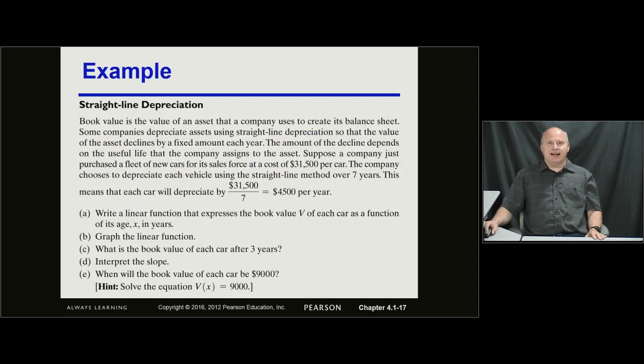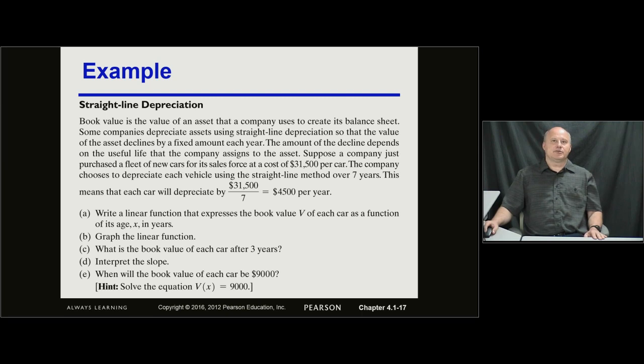It's called straight line depreciation. Alrighty? So book value is the value of an asset that a company uses to create its balance sheet. Some companies depreciate assets using what we call straight line depreciation, so that the value of the asset declines by a fixed amount each year. The amount of decline depends on the useful life that the company assigns to the asset.